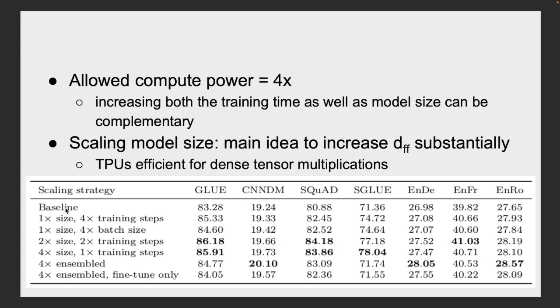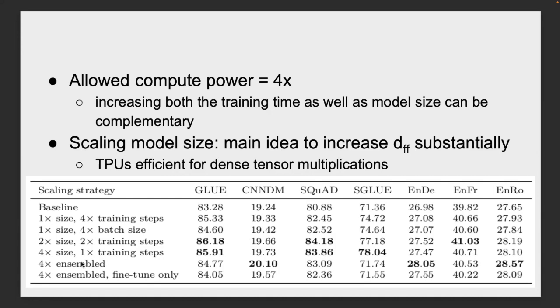So this is your original baseline model. You can choose to run more training steps, run more epochs. You can increase your batch size, but keep the same training steps. You can increase your model size. So 2 times is still 4, right? Basically you want to keep it so that you increase your compute power by 4 times.